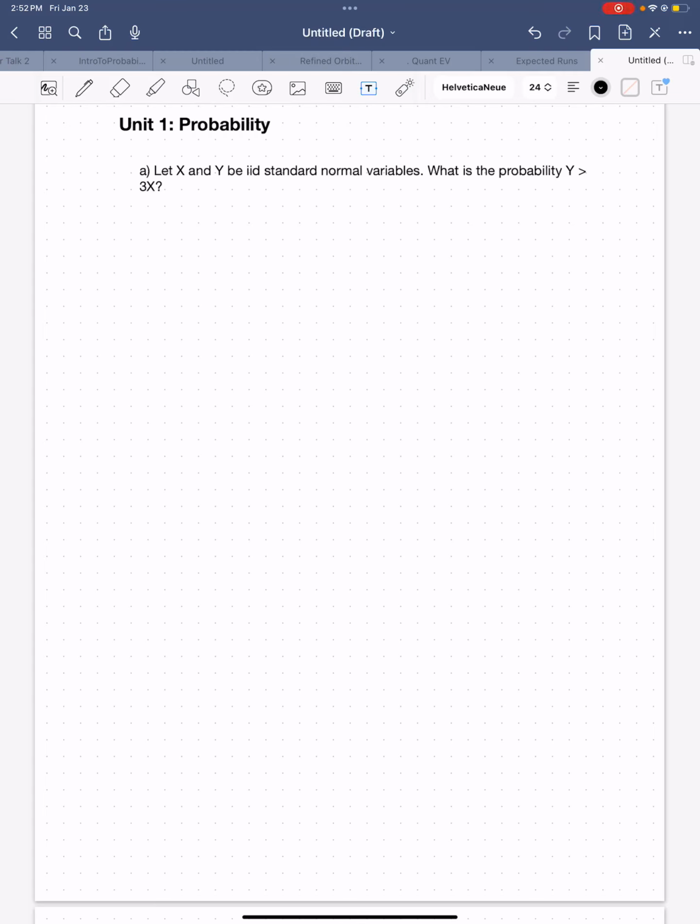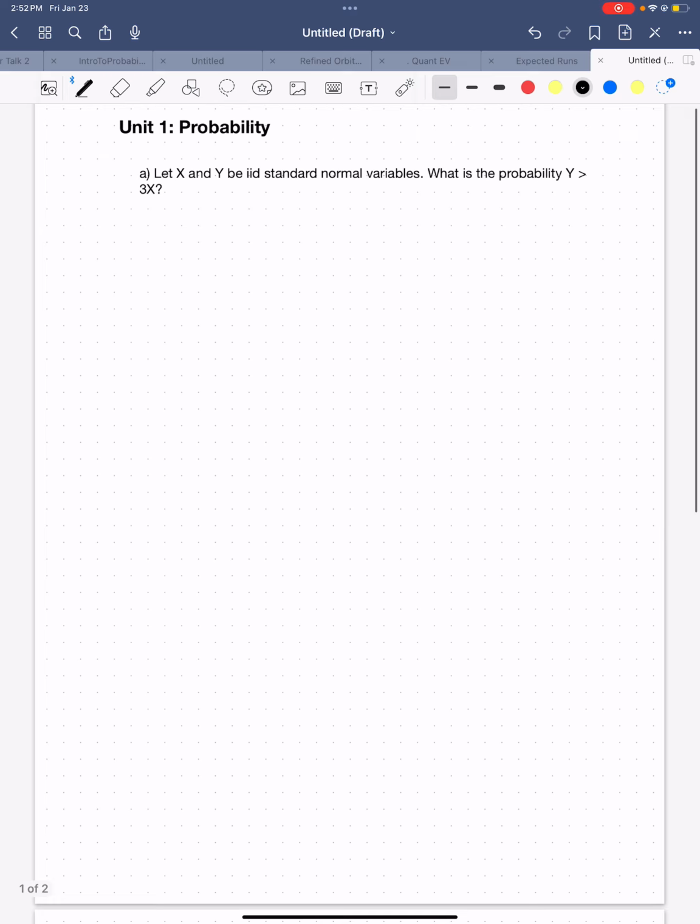Today we're doing some probability, and the question is: let X and Y be IID standard normal variables. What is the probability Y is greater than 3X? First, what does it mean to be IID standard normal? It means X has distribution Normal(0, 1), with mean 0 and variance 1, and Y is normal with mean 0 and variance 1. And so we want the probability that Y is bigger than 3X.